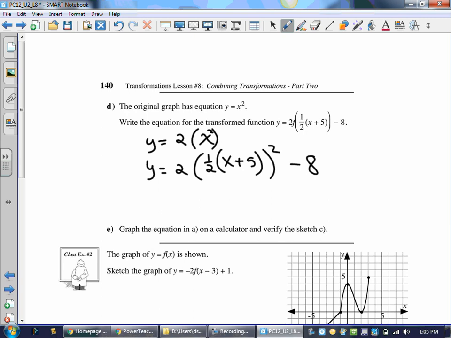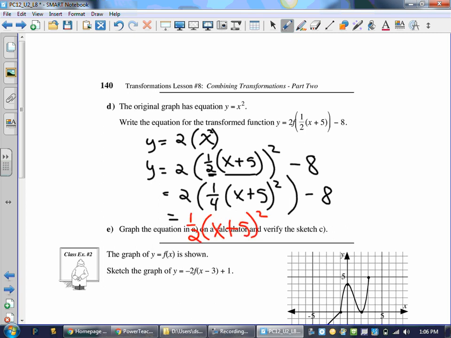Because these two things, this and this, are multiplied together and this is squared. So this could be like this, 1/4. Do you agree with that? If I take this power of 2 and I apply it inside, minus 8. And now this 2 times 1/4, 2/4 is 1/2. So my final answer, I'll write it in red so you can see it, is 1/2 times x plus 5, squared, minus 8. Okay, so that's my final answer.